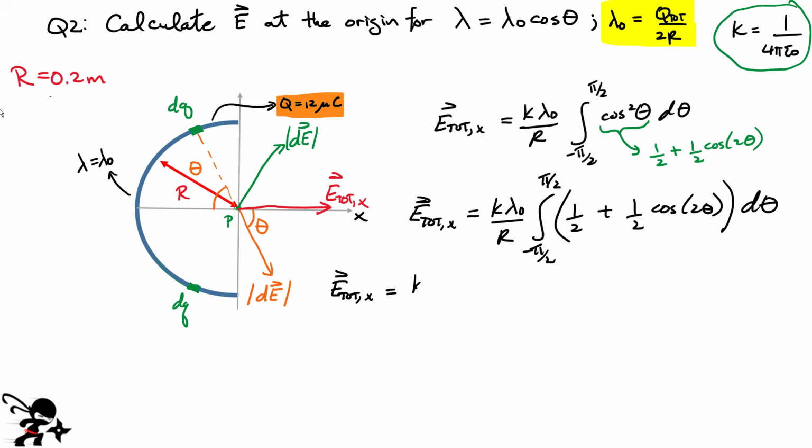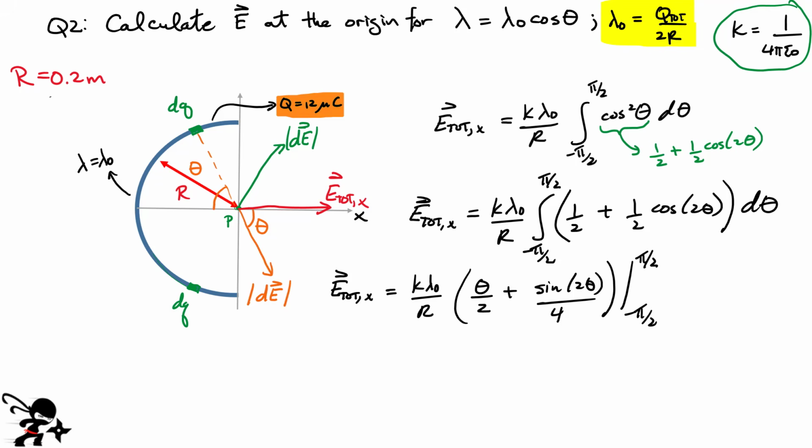All right, so we have k lambda 0 over r. Now the first term simply becomes theta over 2. Now the second term here becomes sine of 2 theta over 4. Okay, and again, this whole term has to be evaluated between both of these limits.